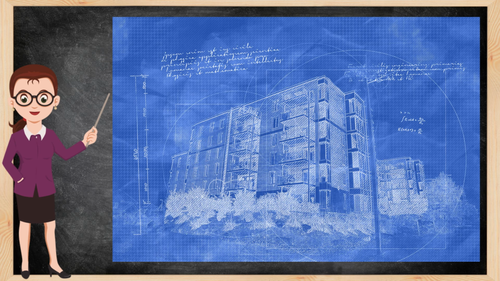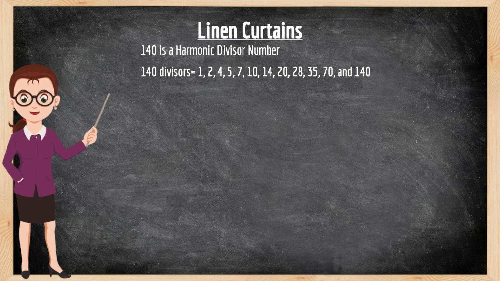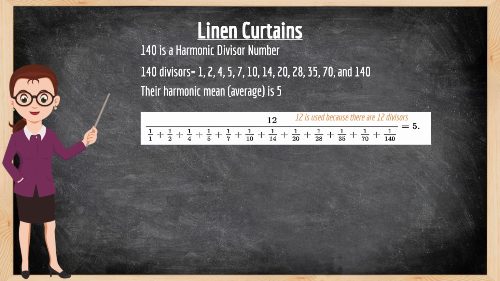So back to the number 140. The number 140 has the divisors 1, 2, 4, 5, 7, 10, 14, 20, 28, 35, 70, and 140. So these are the divisors. Their harmonic mean is 5. It's a harmonic number. 5 28-cubit curtains equals 140 cubits. 140 cubits, a harmonic number.